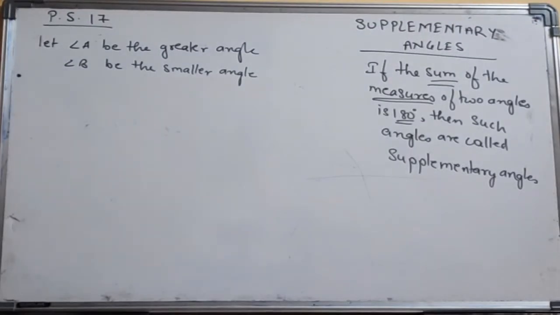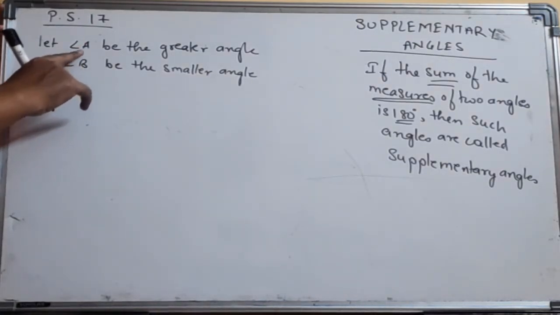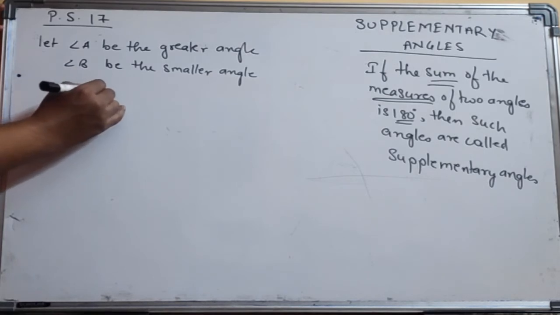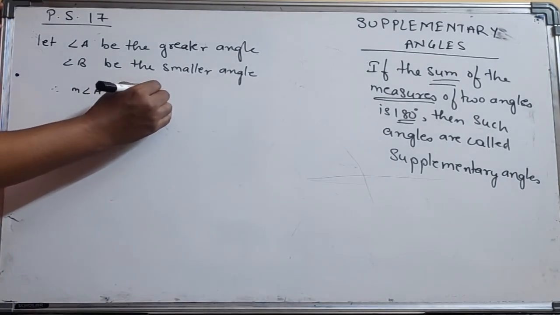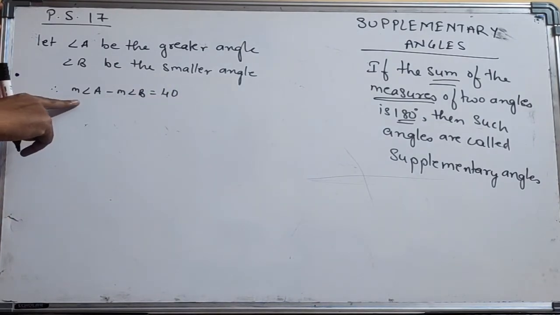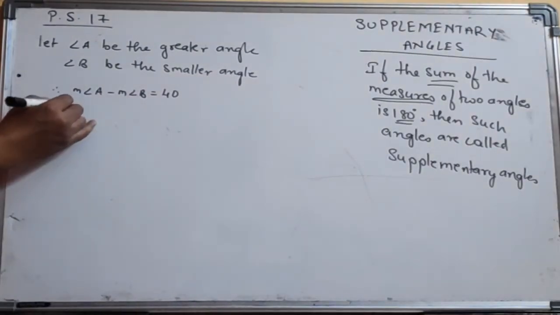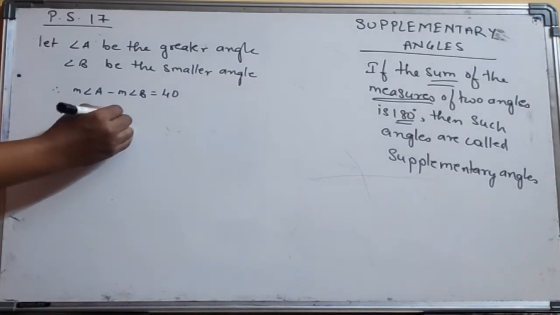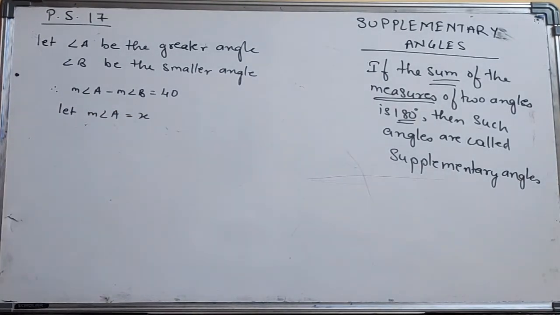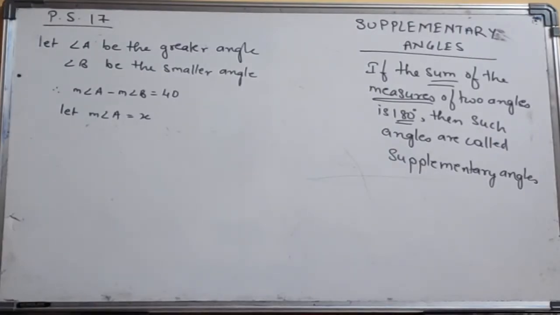Okay. Now, what they have said is that the difference between these two angles is how much? 40 degrees. So you can say the difference, the subtraction between the measures of these angles. So measure of angle A minus measure of angle B is equal to 40. The difference between the measures of these two angles is 40 degrees. Okay. Next step, we are going to say, let the measure of angle A be X.